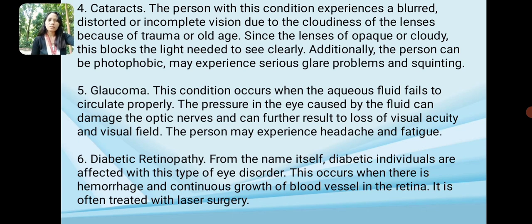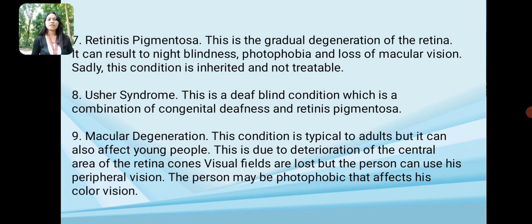The next is retinitis pigmentosa. This is gradual degeneration of the retina. It can result in night blindness, photophobia, and loss of peripheral vision. Sadly, this condition is inherited and not treatable.